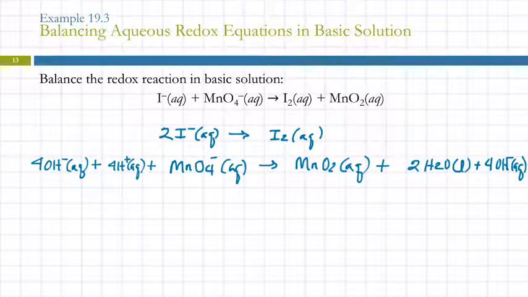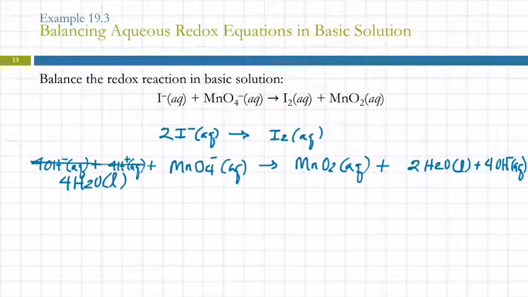How do you know that it is basic or acid? The question will tell you. So this one says in basic solution. Otherwise you wouldn't know. Well, 4 hydroxides and 4 hydrogen ions, what does that make? 4 water molecules, right? So 4 H2O, liquid.